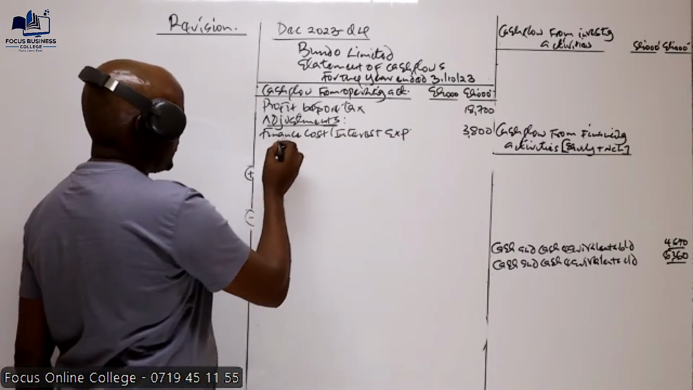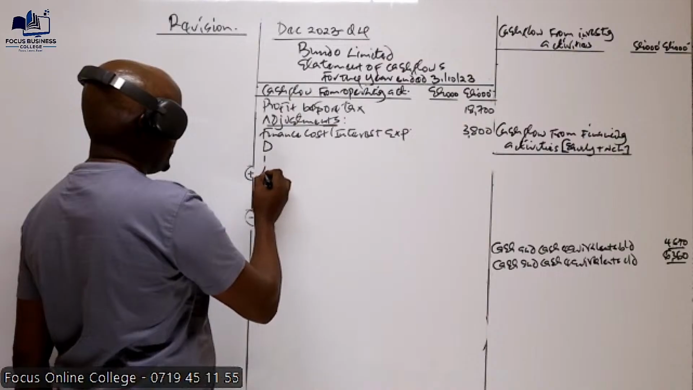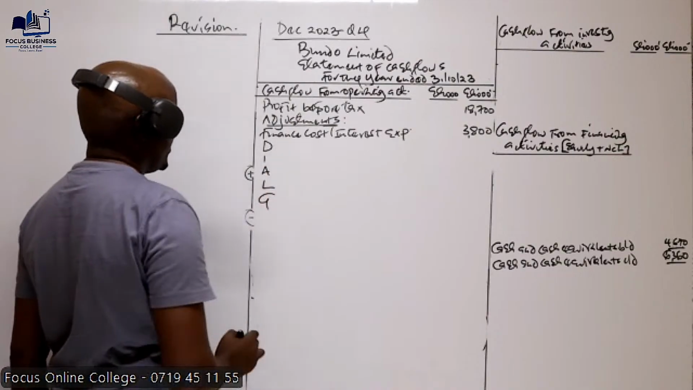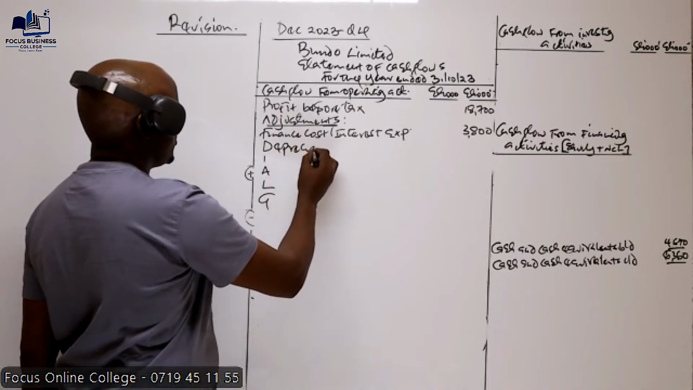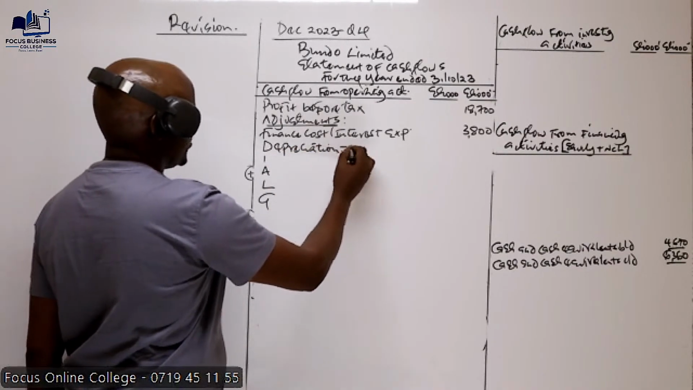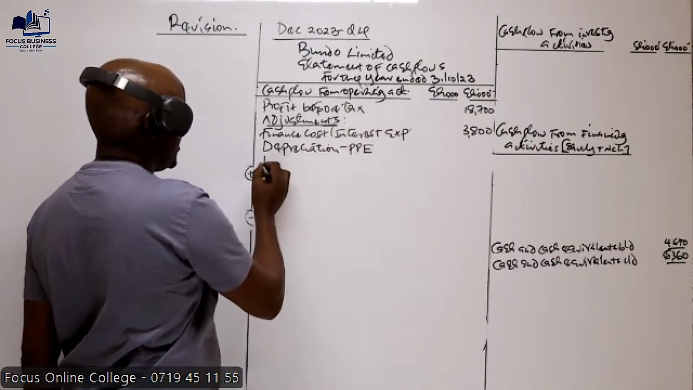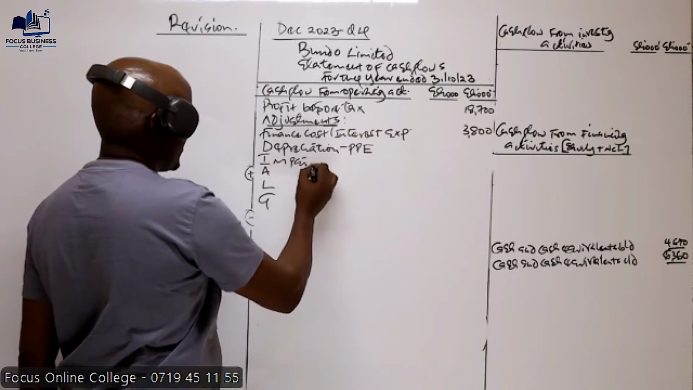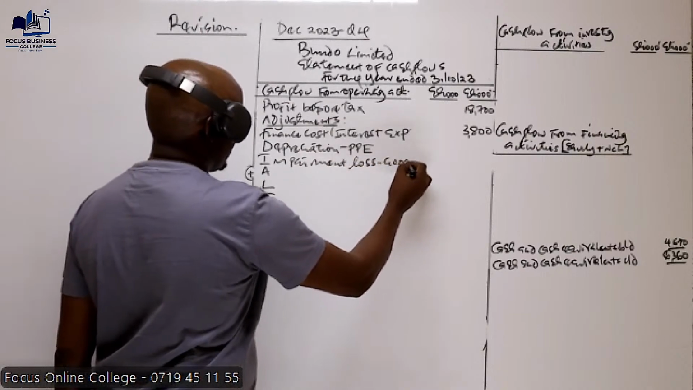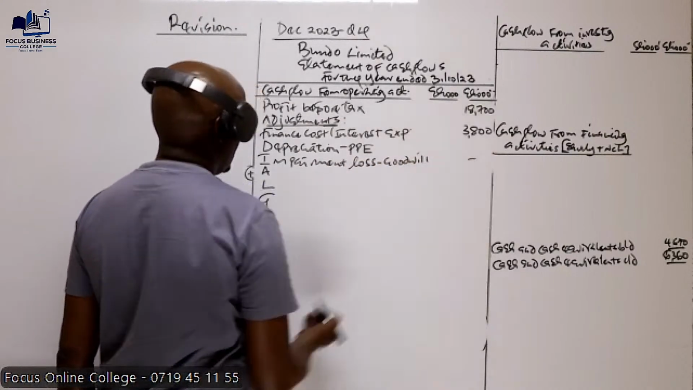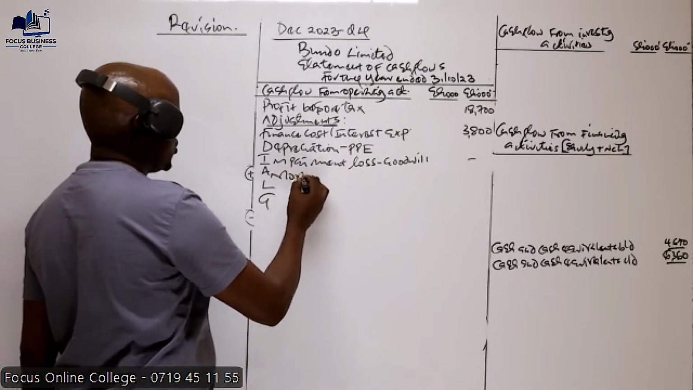We also adjust this profit with the non-cash items. We just need to recall that acronym, DIA. This one stands for depreciation on property, plant, and equipment. This one stands for impairment loss on goodwill. At this level, you may not come across this one. This stands for amortization.